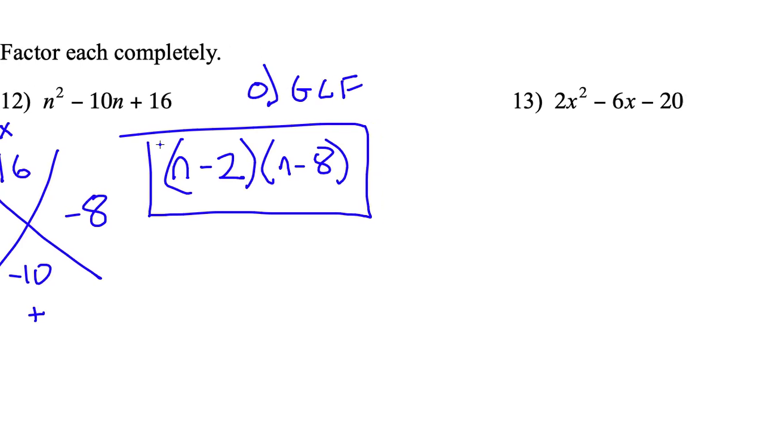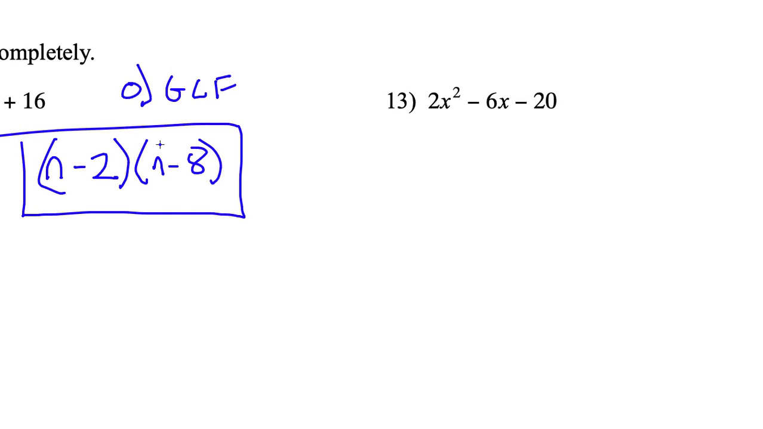All right. We are on to number 13. Step 0 always is GCF. Oh, this one does have a GCF. What is a GCF? You guys can shout it out. You guys know this. 2. Yeah, so when I factor out a 2, it's 2 times the quantity of x squared minus 3x minus 10.